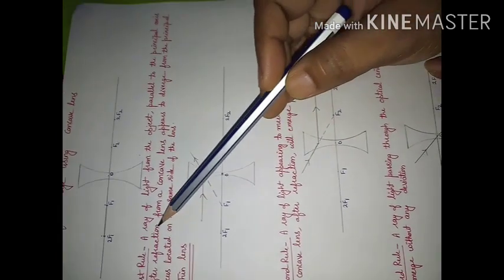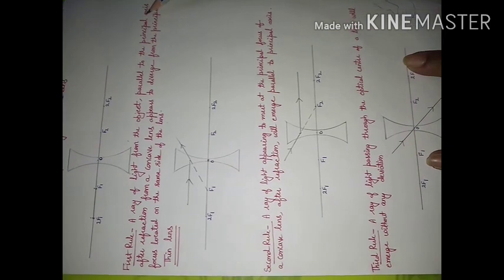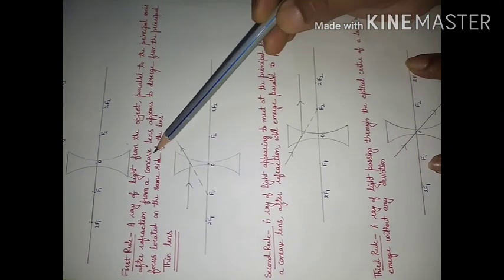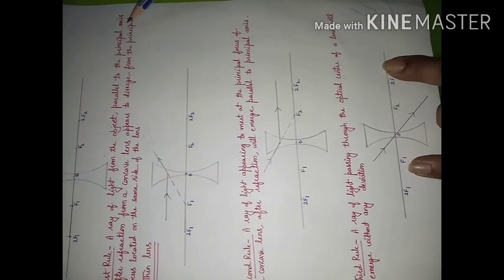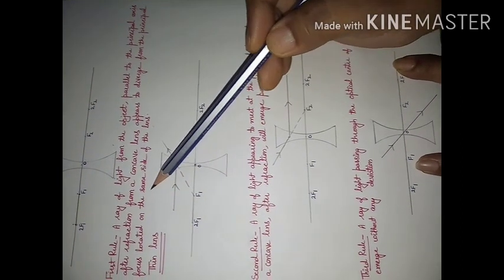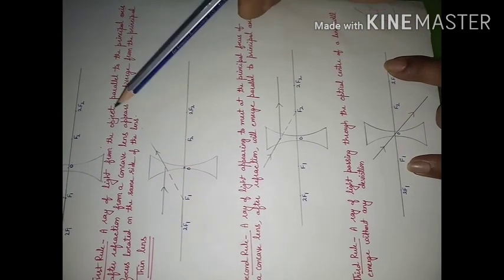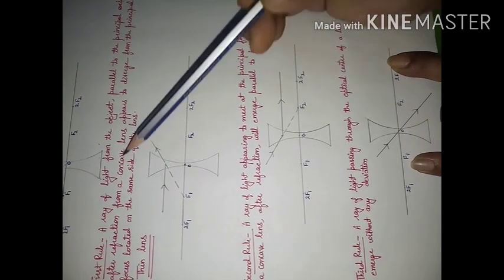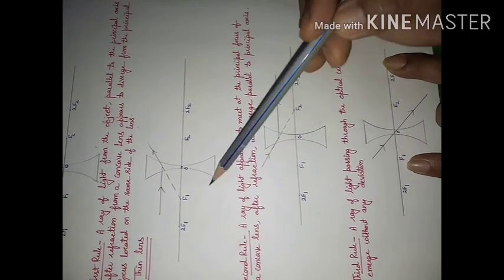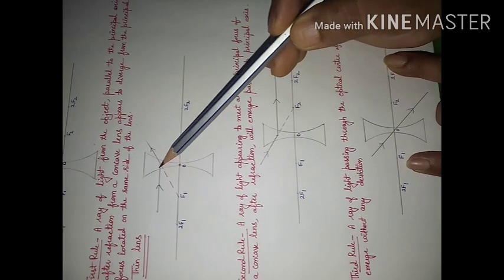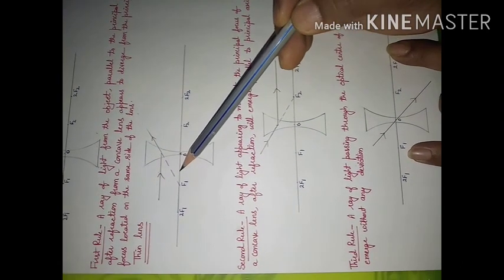So first rule is a ray of light from the object parallel to principal axis after refraction from a concave lens appear to diverge from principal focus located on the same side of lens. Line is too long, we will break it and then we will understand. A ray of light from the object parallel to principal axis. We are talking about this ray of light. This is coming from object and it is parallel to principal axis.